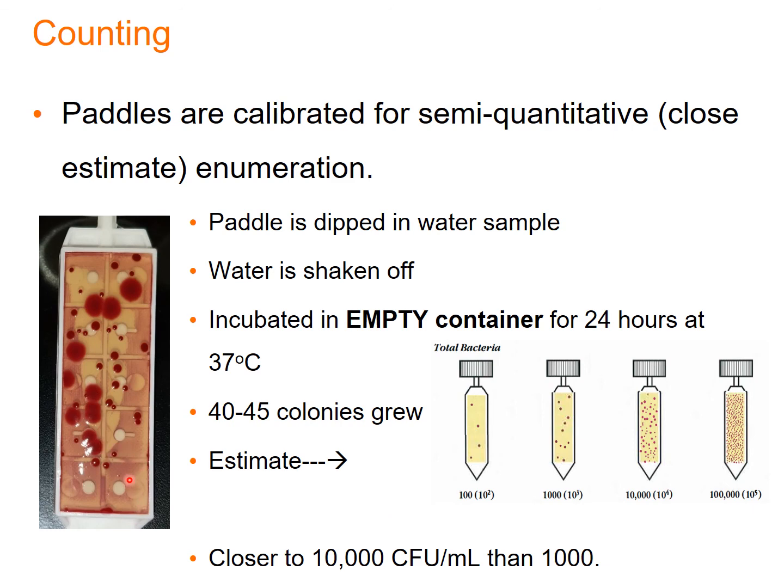So if I was to compare this paddle with colonies on the TSA side, we can see that they grew red because of the TTC indicator. And I would say that this paddle is more representative of the paddle that has water with 10,000 CFUs per milliliter than it is to 1,000. That's a pretty good estimate. I can say that there's 10,000 CFUs per milliliter approximately within an order of magnitude, and that's quite a few. You would do the same thing with the opposite side of the paddle to look at the estimate for total coliforms.